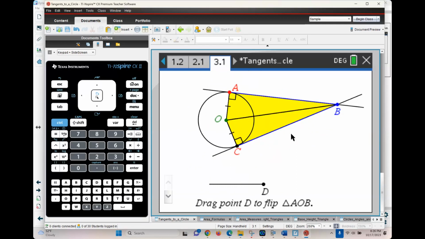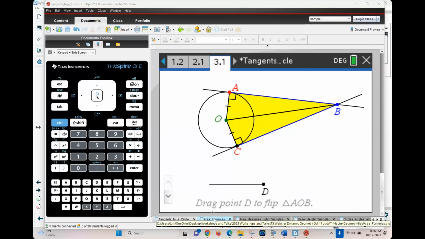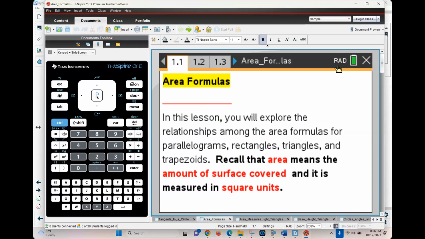So questions or comments? This is always a favorite activity. Yeah, I tried to pick wow ones for sure. All right. The next one is area formulas.